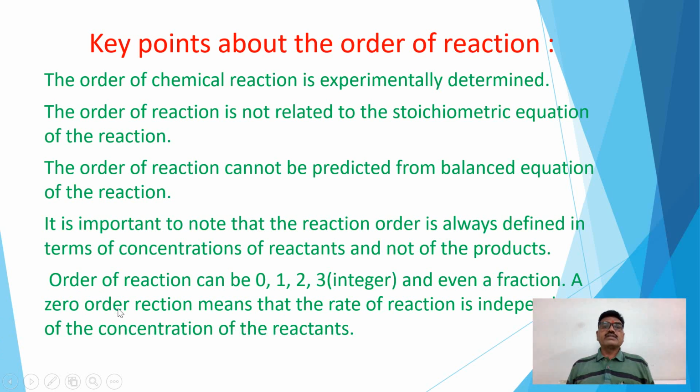So, depending upon the order, it may be 0, it may be a fraction, or an integer of 1, 2, 3 like this. So, depending upon this, the various types of order are there. If the order is 0, it means that the rate of chemical reaction is independent of the concentration of the reactants.